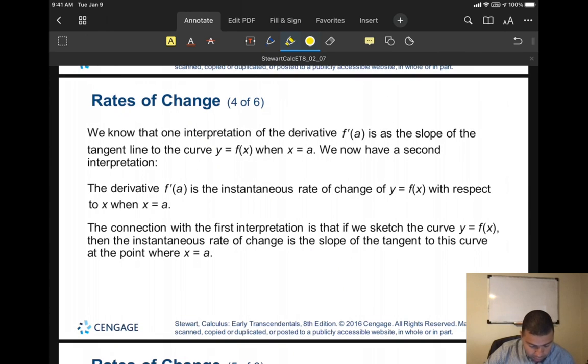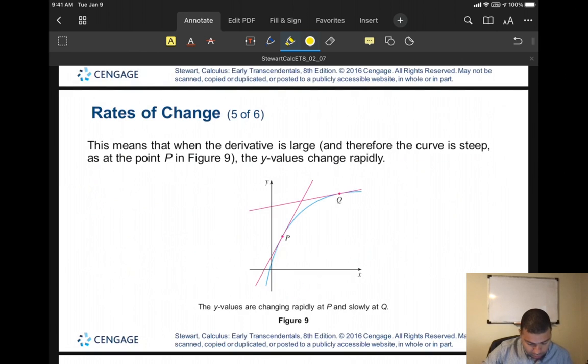And we know that it means that it has the slope of the tangent line as its interpretation, but here we also have the second interpretation, which is to say that f prime of a is the instantaneous rate of change with respect to x when x equals a. That's to say, if x changes just by a little bit, right, f prime of a is how fast f of x is changing. Okay? And there you go. You have two different rates of change.